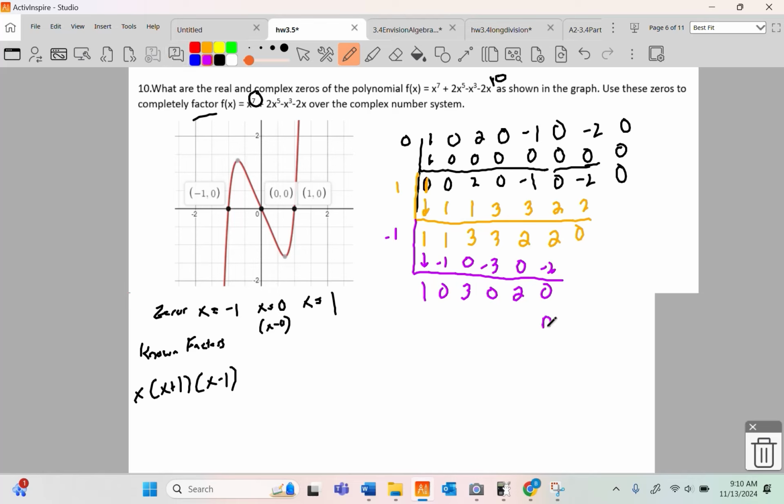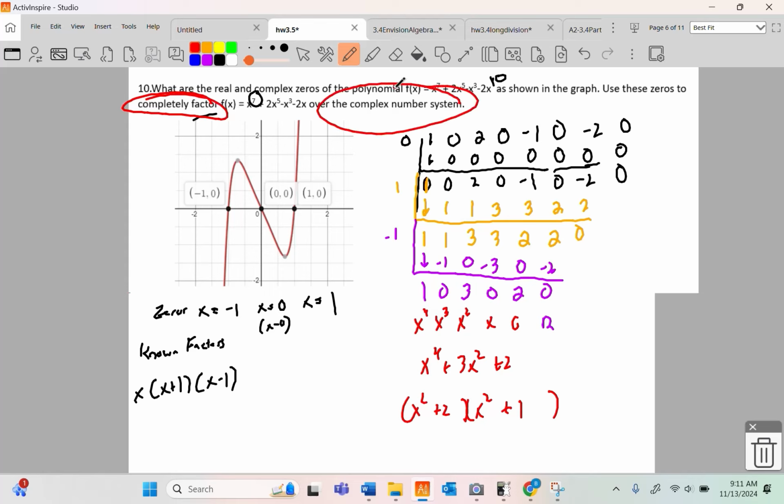We have a remainder, a constant, an x squared, an x cubed, and an x to the 4th. We have x to the 4th plus 3x squared plus 2, and we're going to factor it. It takes an x squared and an x squared to create x to the 4th. Factors of 2 are 2 and 1. Now, I want the complete factorization of this thing, the complete factorization over the complex number system.